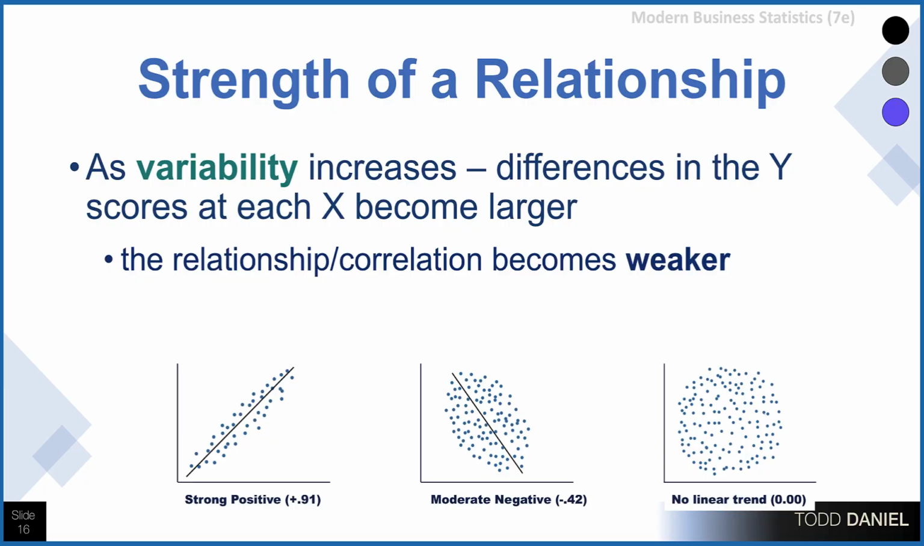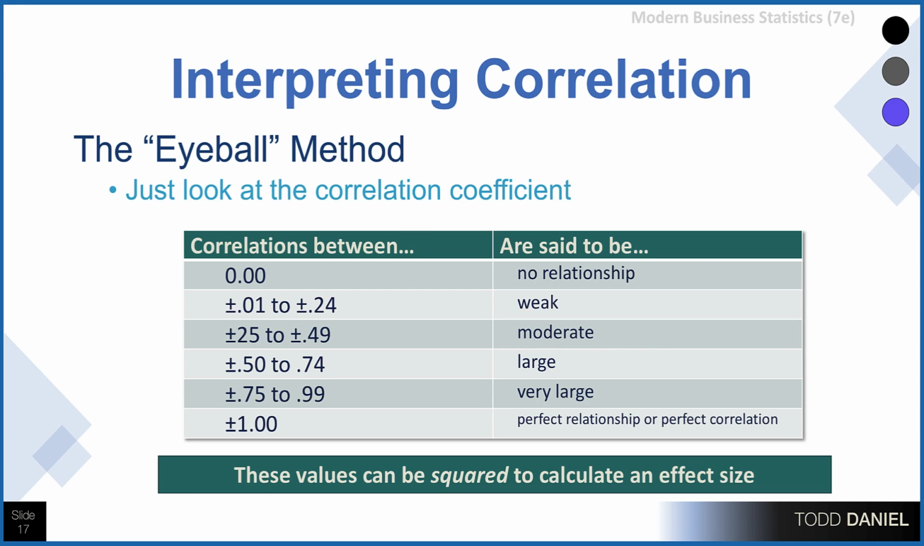We can also apply the concept of variability with our correlations. As variability increases, the differences in the y-scores at each x become larger. You can look at how closely the dots fall on that line to make a determination of the strength of the relationship or the amount of variability. High variability means a weak relationship. Low variability means a strong relationship between the variables. We need a way of interpreting our correlations.